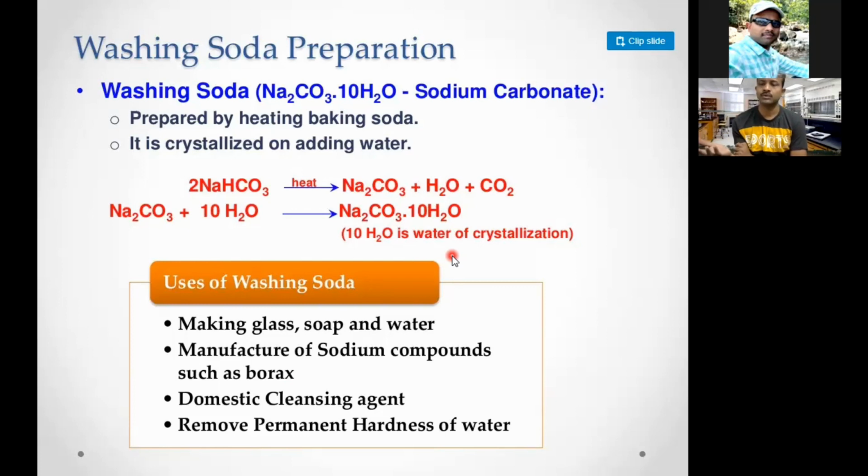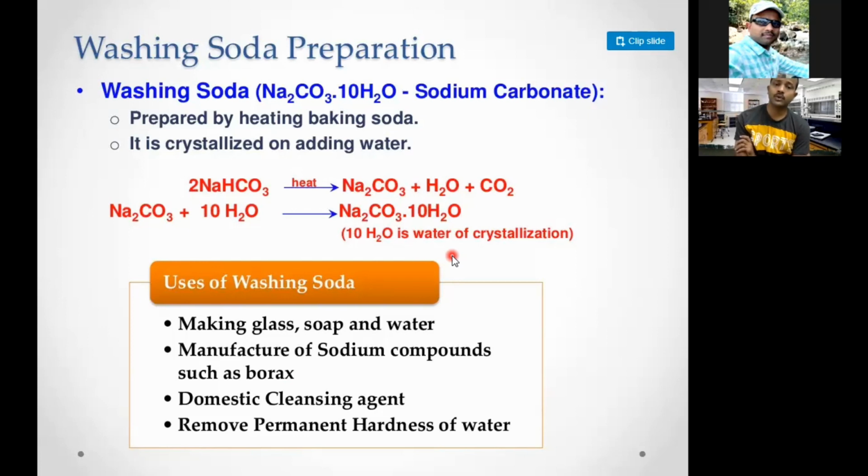Water hardness is due to salts of calcium and magnesium, chloride and sulfate salts, right? Calcium chloride, magnesium sulfate, calcium carbonate, magnesium carbonate. Due to these salts, water contains some hardness. To remove the hardness from the water, we are adding this washing soda, right? Also used to manufacture sodium compounds such as borax powder, right?